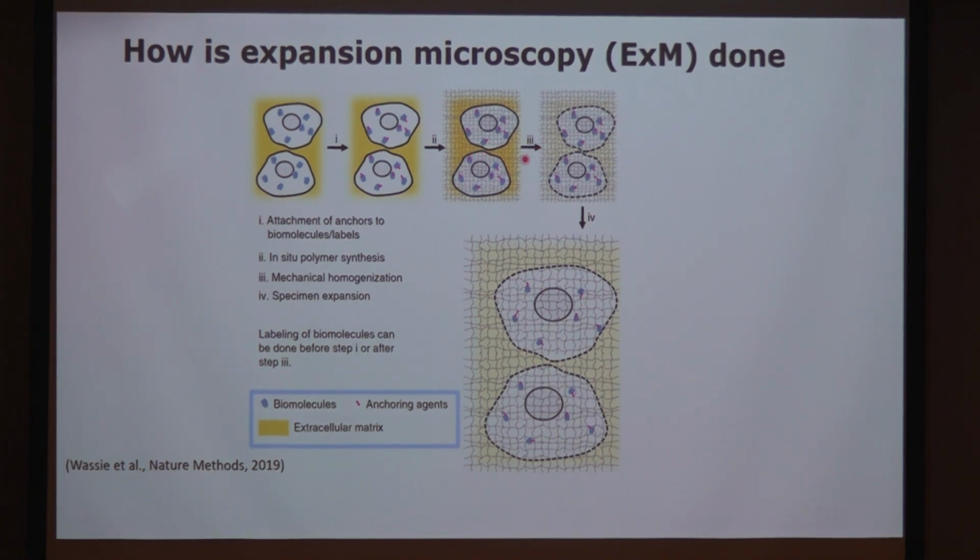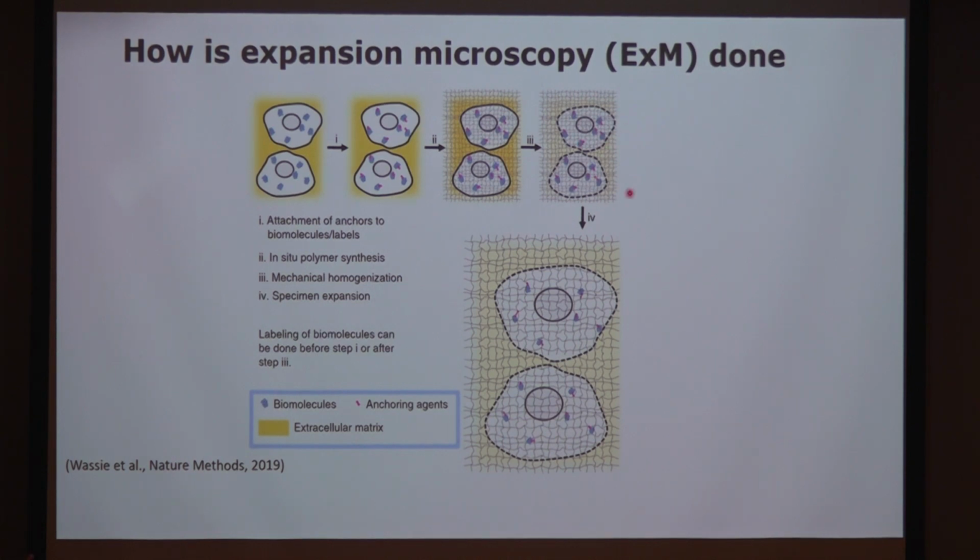And then in step 3, you need to do something called a mechanical homogenization. This is the step that breaks the existing bonds between your specimen. Because you can imagine if the cell is intact and you try to expand the cell, you're going to break the cell, and the molecules that you want to view won't stay in the same relative position once you expand them, right? So you need to basically break those bonds.